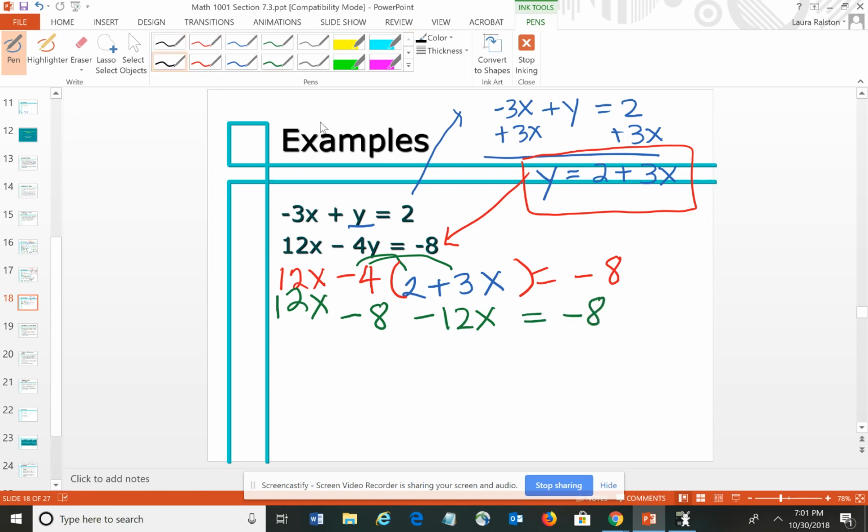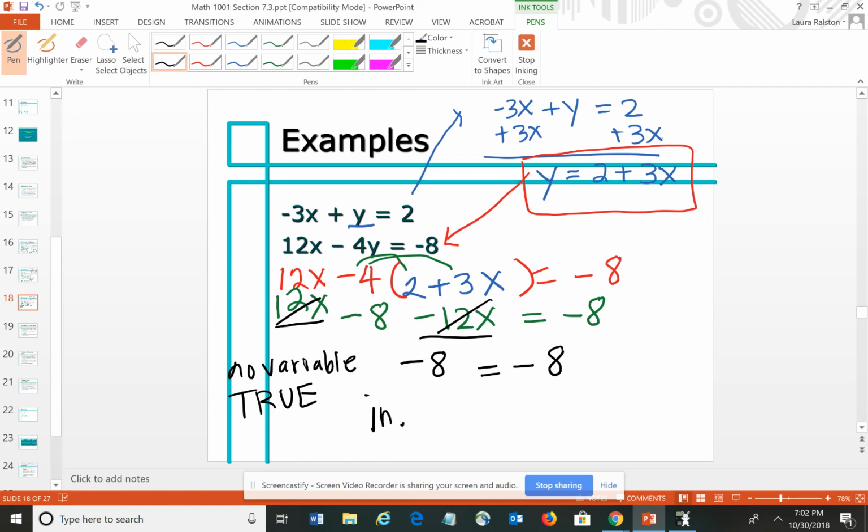Combining like terms, we have 12x minus 12x, which again zeroes out, and I have -8 equal to -8. In this case, I have no variable remaining in my problem, but it's a true statement. So that means as long as I plug in an ordered pair that satisfies the equation -3x plus y equals 2, we're going to have a solution. So this one has an infinite number of solutions. Okay, so that's the substitution method.